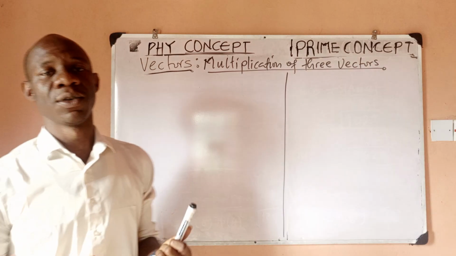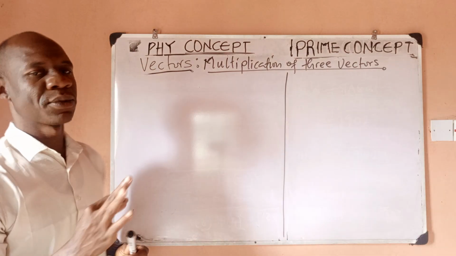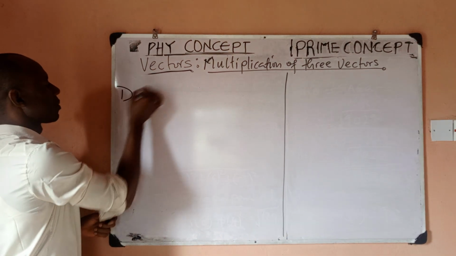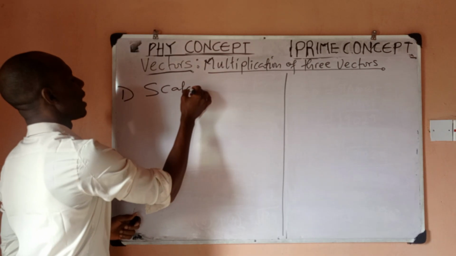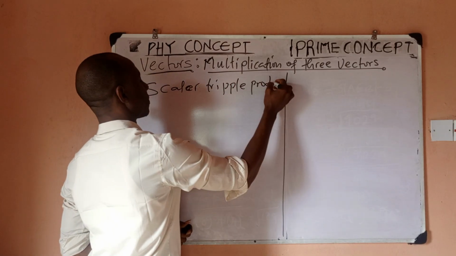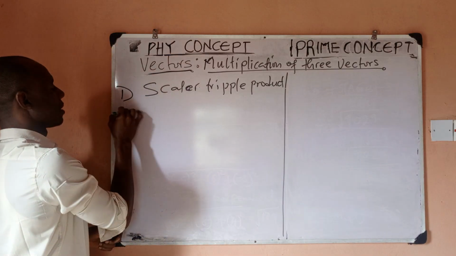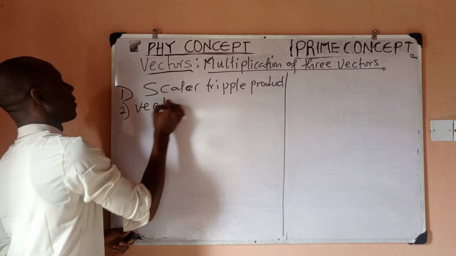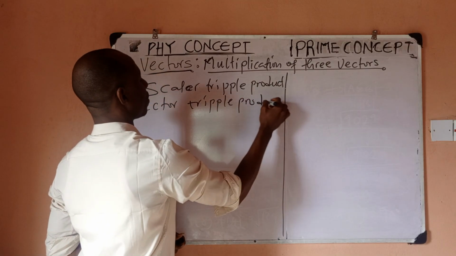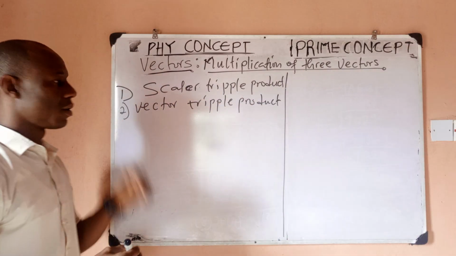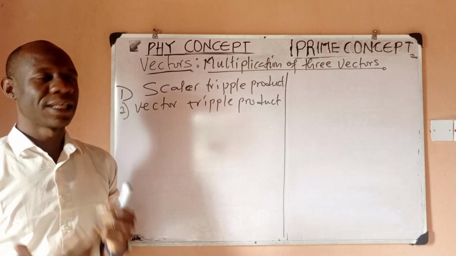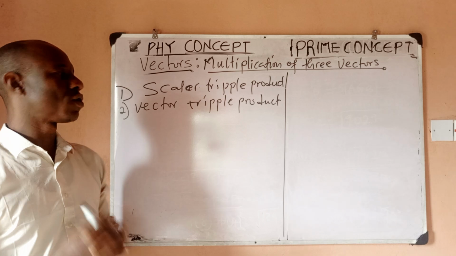In our earlier video, we established that there are two types of multiplication for three vectors. Number one is called scalar triple product, and number two is vector triple product. We want to consider both of them in this video very fast because there's nothing much here. We just want to establish what it is and then take an example. It's very straight to the point.